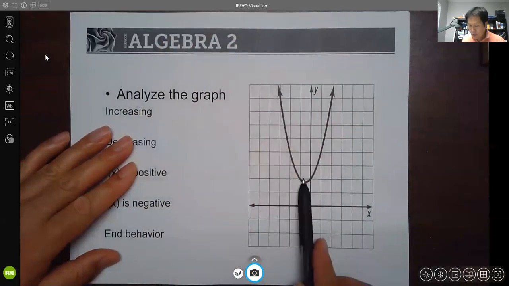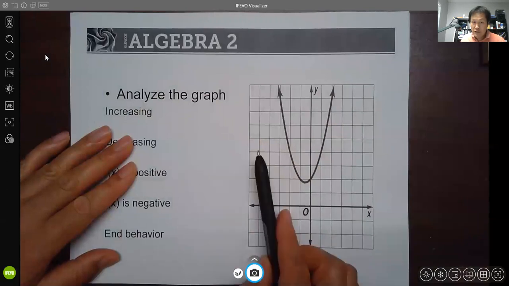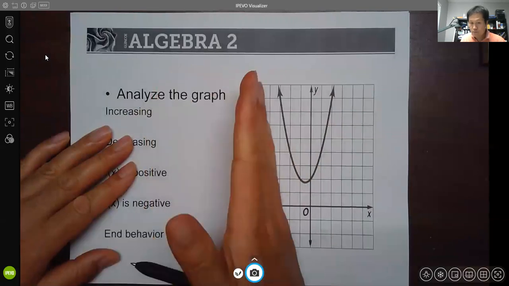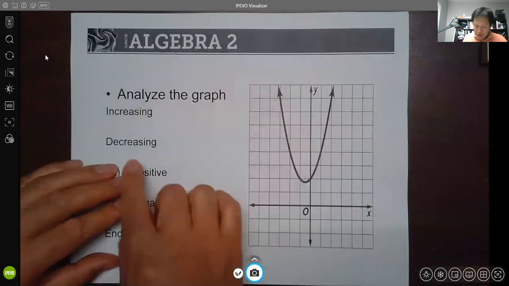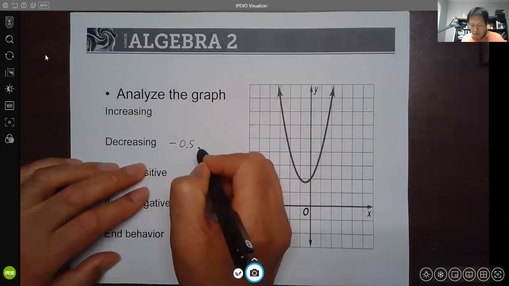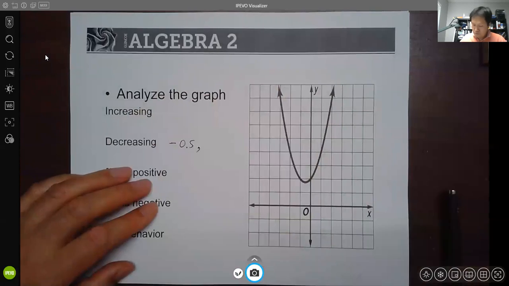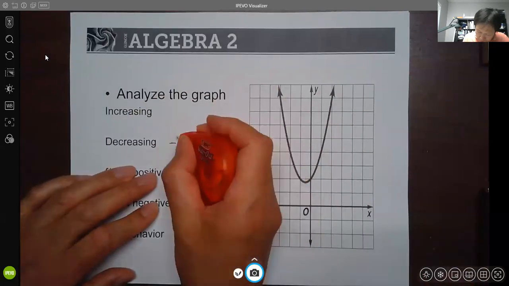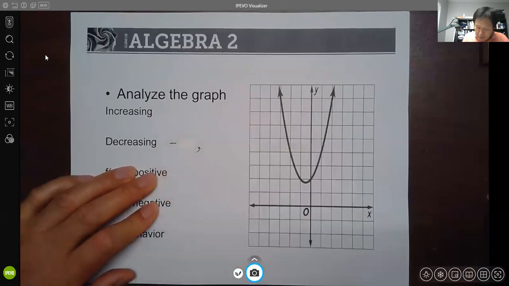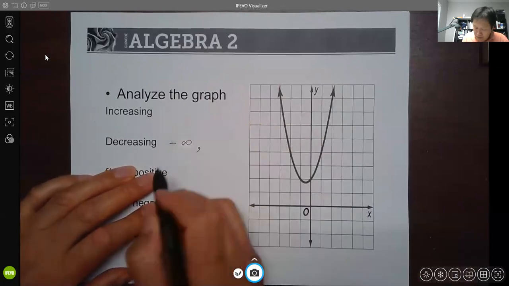Okay, so it's decreasing from left to right here. I'll probably say that turning point is at minus 0.5. So where is it decreasing? It's decreasing from minus infinity to minus 0.5. So decreasing, minus infinity to minus 0.5.